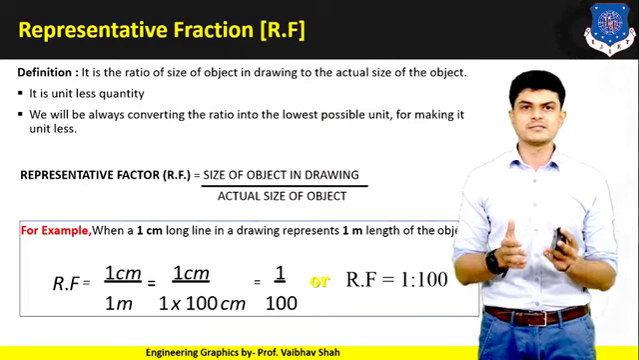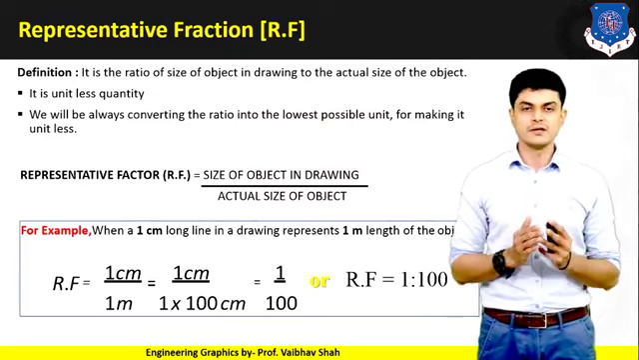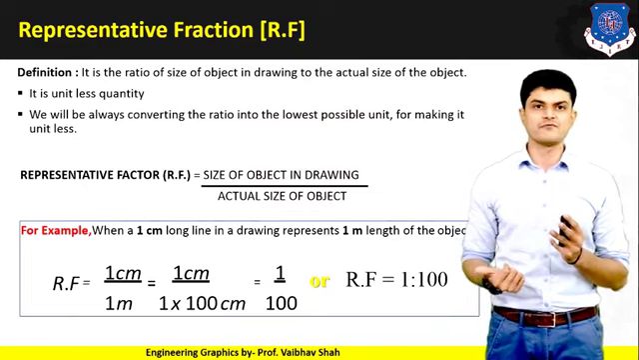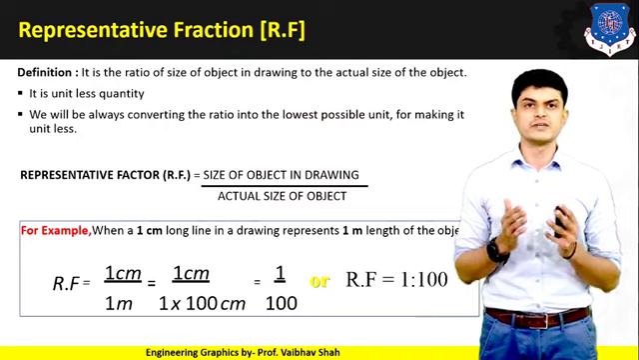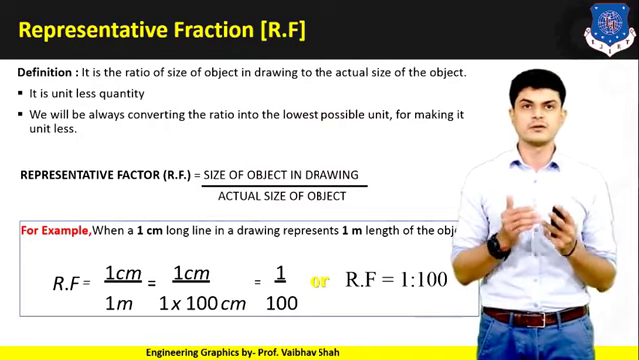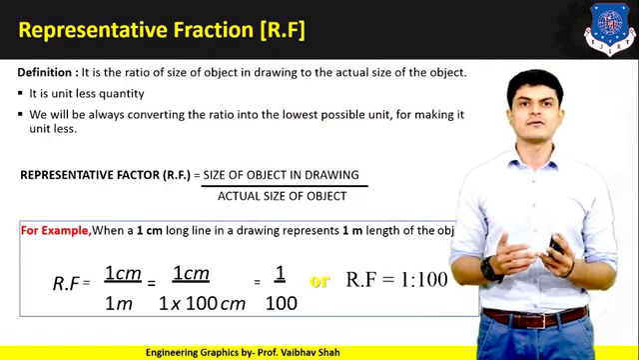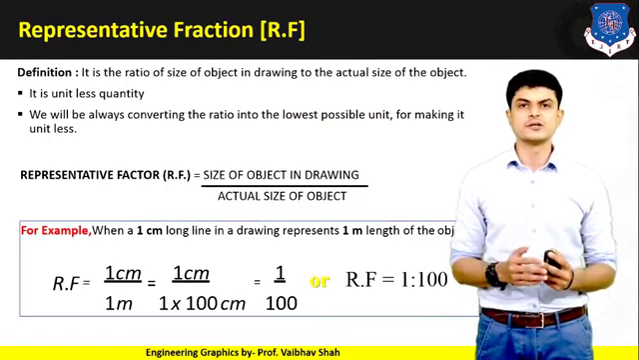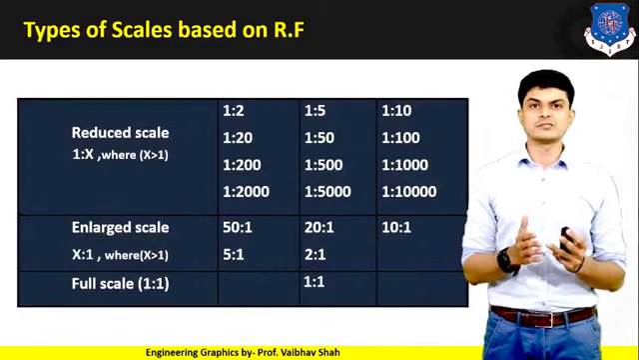So that means 1 by 100 is our unitless quantity and it is finally our RF. Now you can also write this RF in the form of 1:100. So this is another form which we are going to use in our subsequent lectures for examples or for any other uses. So now let us move ahead and let us see types of scales based on RF.